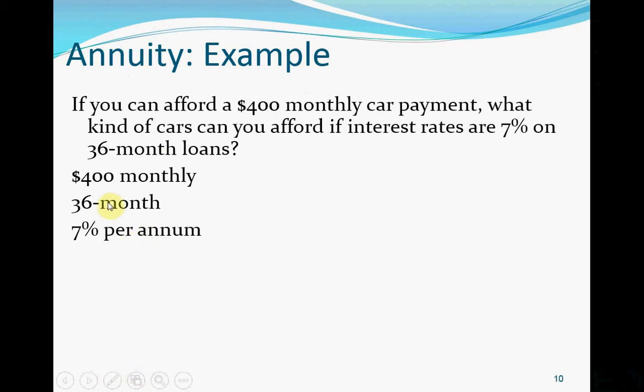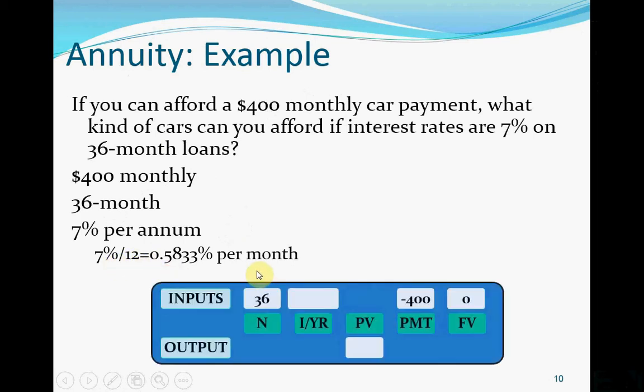The interest rate is on an annual term, whereas the payment and the period are in monthly term. Okay, so what you need to do is to make sure they are on the same page. You can convert the annual rate to a monthly rate by dividing the rate by 12. Okay, and then you put your numbers.